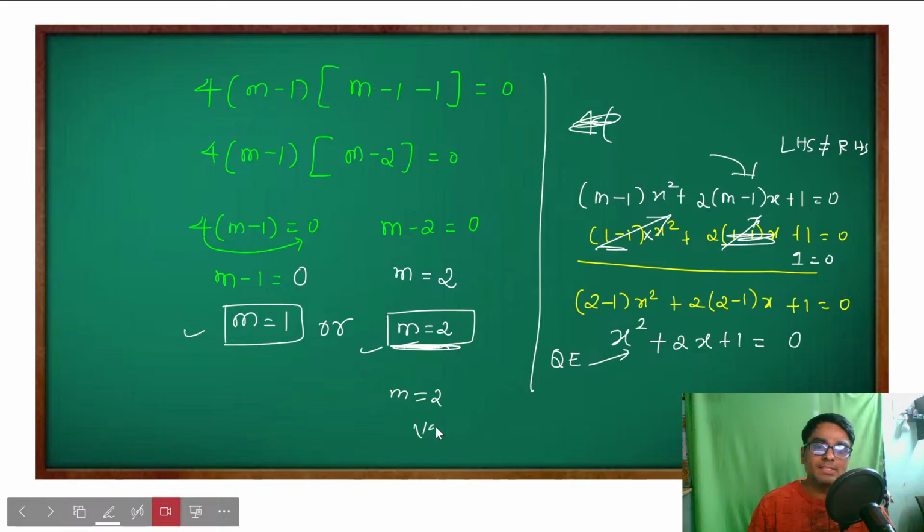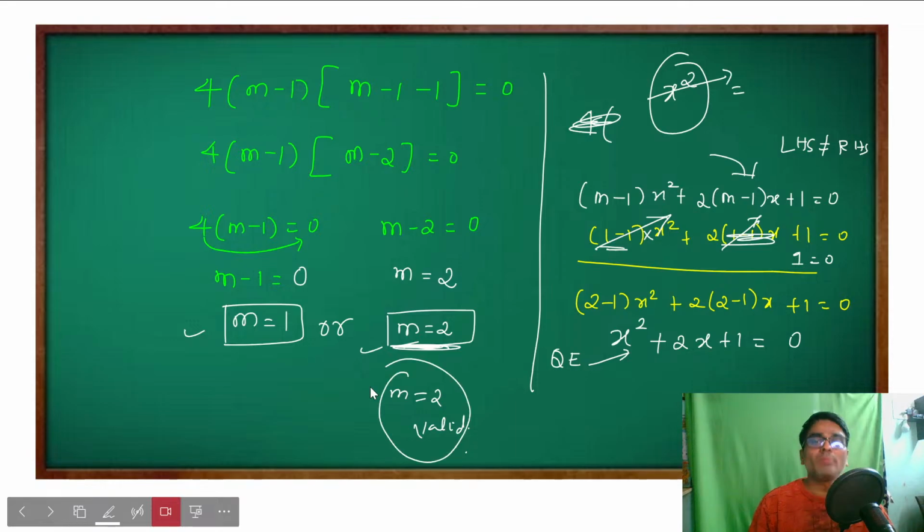One way, correct. Because here the x square term only has gone. If this is gone, it is not a valid quadratic equation. So for m equal to 2, it is valid. I will consider m equal to 2 as the valid answer. That's just a quick check you can do.